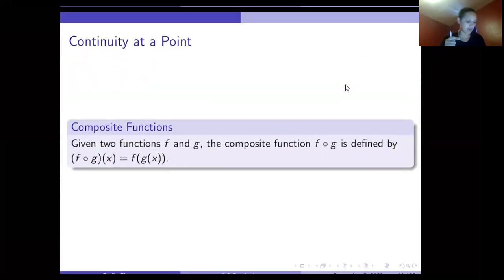Now let's talk about composite functions. So given two functions, f and g, the composite function f circ g is defined by f of g of x. So you take x and you plug it into g, you take that answer and you plug it back into f.